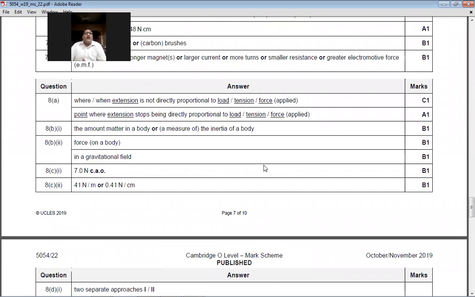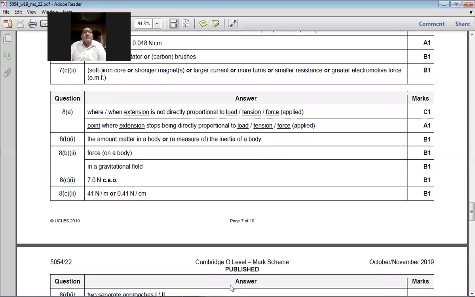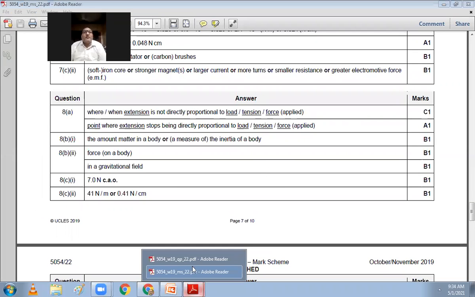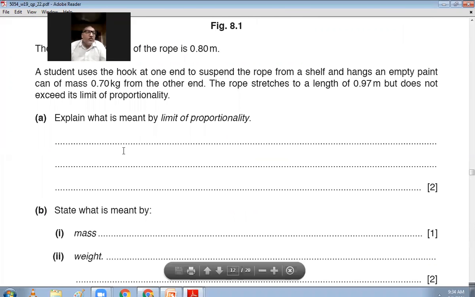The marking scheme says: where extension is not directly proportional to the load, tension or force applied. The actual definition is the point where extension stops being directly proportional to load, tension or force. So remember, this is a point on the extension-load graph beyond which the load and extension are no more directly proportional to each other. It's a 1-mark question. Hopefully you will be able to do this. Okay, now let's move to the next.